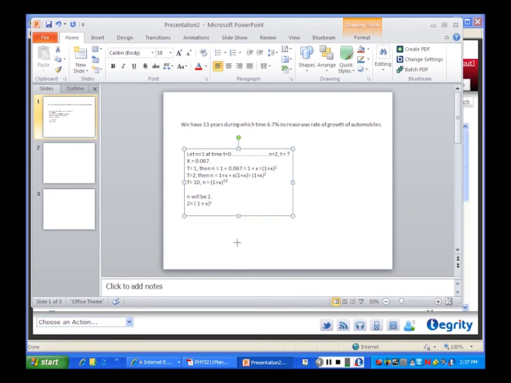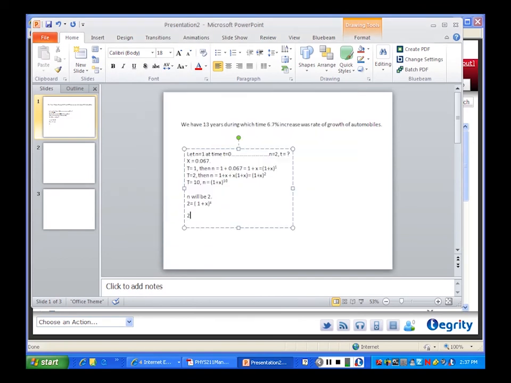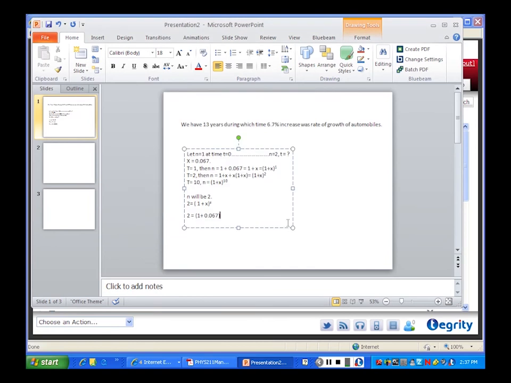Okay, we're looking for z. What is the value of z that makes the equation (1 plus x) raised to the z equal 2? We know what x is. So we've got the equation 2 equals (1 plus 0.067, that was our x value, our percent increase) raised to the z power.